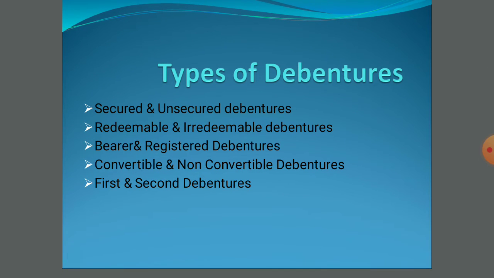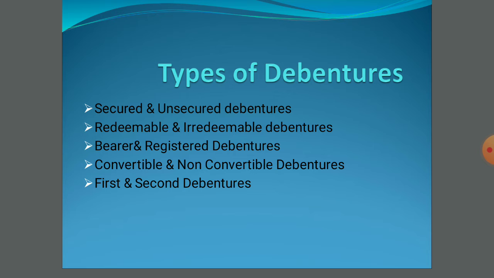Then we are going to focus on the types of debentures. The first type is secured and unsecured debentures. Depending upon the security provided in the form of assets, debentures are divided into secured and unsecured. Secured debentures get security in the form of assets from the organization at the time of issue. So at the time of winding up of the organization, they can claim the asset, sell it in the market and recover their principal amount.